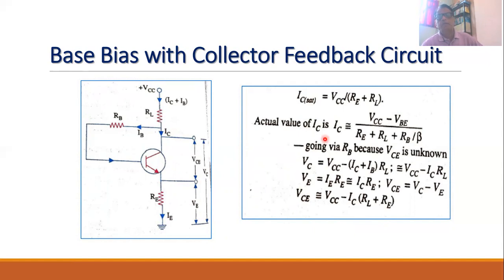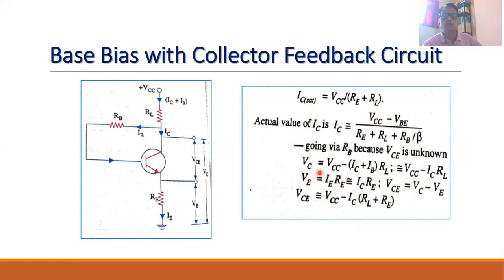Now, the actual value of IC can be found by using this expression. We can say that IC is almost equal to VCC minus VB divided by RE plus RC plus RB divided by beta. A similar expression that we obtained in the earlier analysis also. So here we have analyzed the circuit via RB because we do not want to use VC, because VC is unknown many times, and therefore we can compute the value of collector current by using this expression.